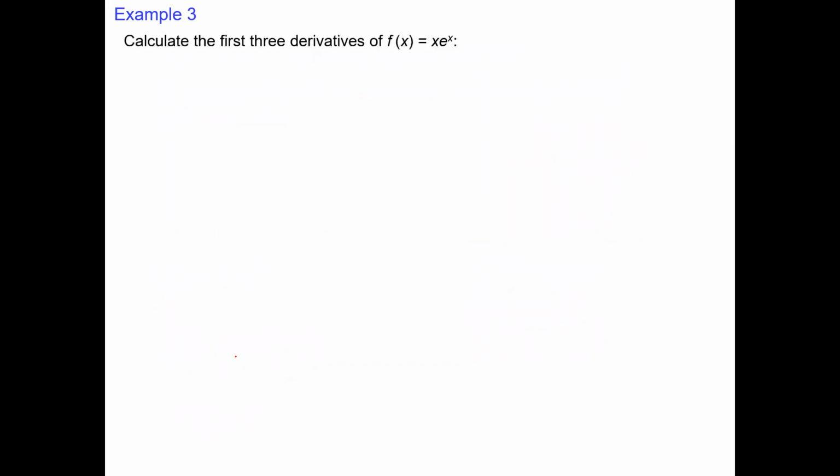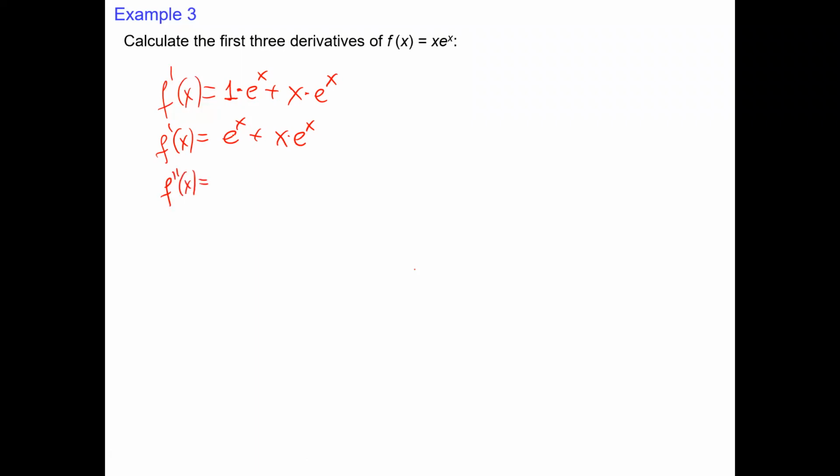Okay. Example number 3, let's just calculate the first 3 derivatives of the function x e to the x. Product rule. Derivative of x is 1 times e to the x plus x times derivative of e to the x, e to the x. Okay, let's just do it this way.